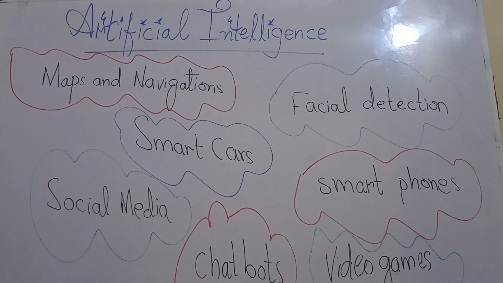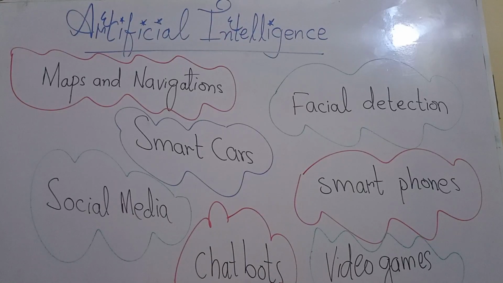So in this video, friends, we are going through the practical implementation of artificial intelligence. We are going to learn how artificial intelligence is implemented. As I discussed in my previous video, robotics is not the only example or practical implementation of artificial intelligence. Artificial intelligence is a general term that defines any device that can perform its task or work efficiently. Here are some examples that we are going to learn in this lecture: maps and navigation, facial detection, smart cars, smartphones, social media, chatbots, and video games.